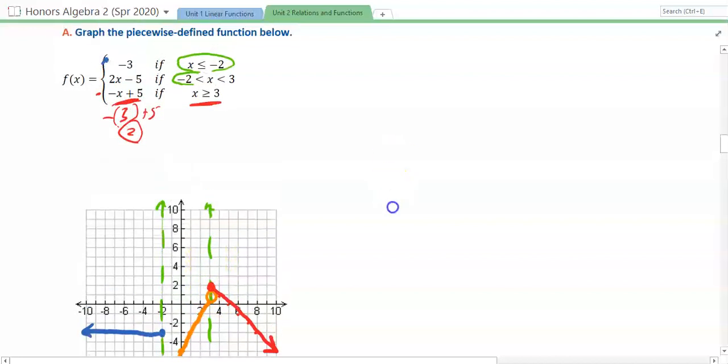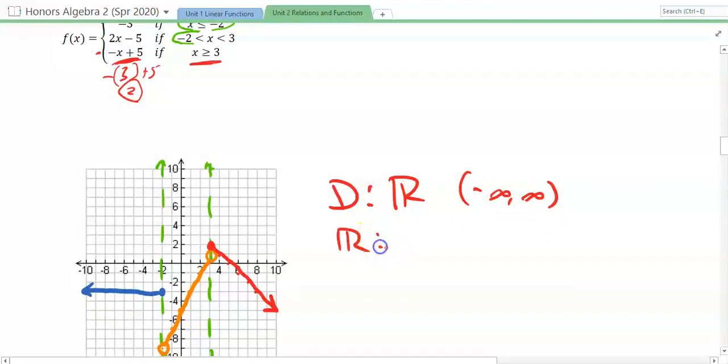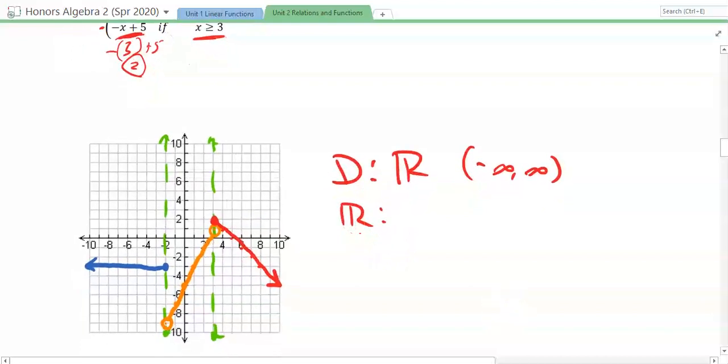Okay, and so this one didn't ask for domain and range, but if we were asked for domain and range, the domain again is all real numbers because there is nothing in this domain that is missing. We've got an x value the entire way across. My range becomes the more interesting piece. What values do we get?